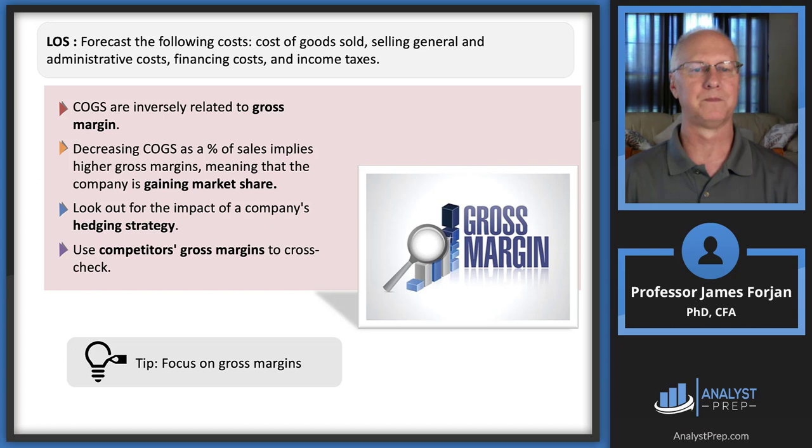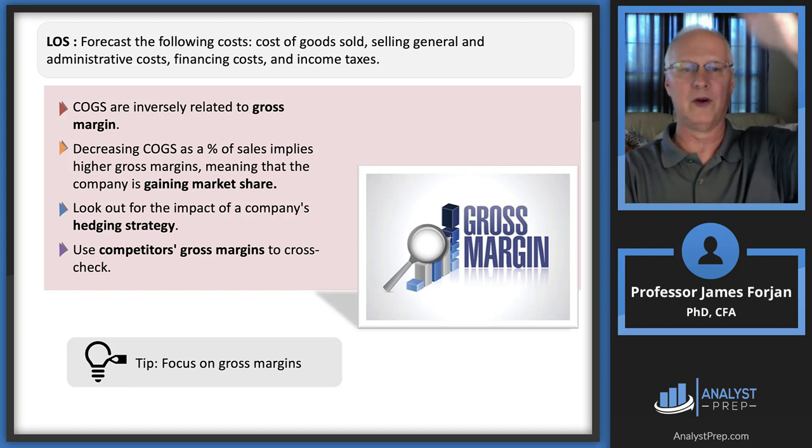Now look at the last arrow point there. Use competitors' gross margins to make sure that we're in line with all of the competition out there. And so this is standard fare. I tell my students all the time, whenever they're doing financial statement analysis, to go ahead and look at the trend, right? That's important. But then go ahead and look at what the competition is doing. And if we're way up here and the competition is way down here, then we're either superior or inferior, depending on what the ratio is telling us.